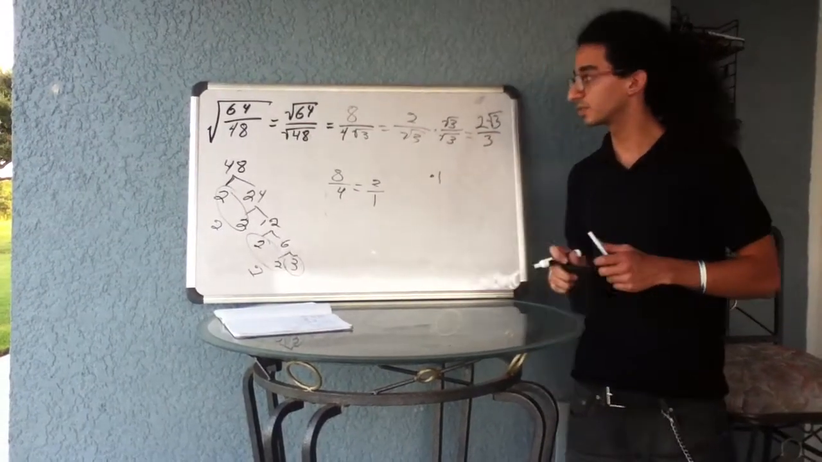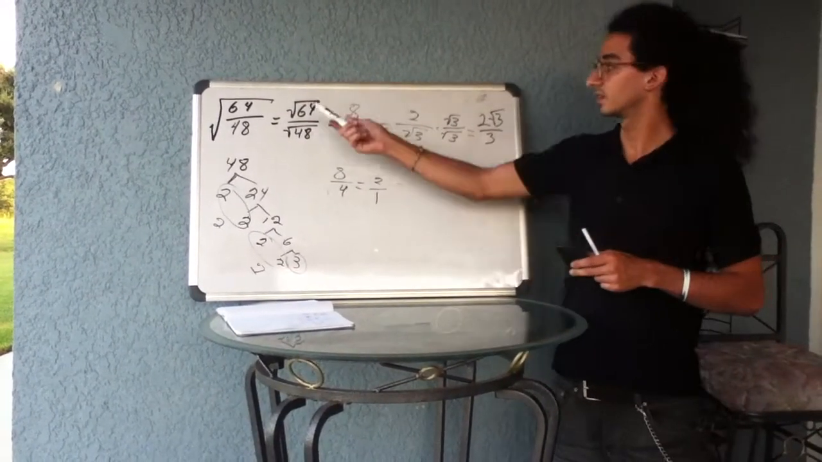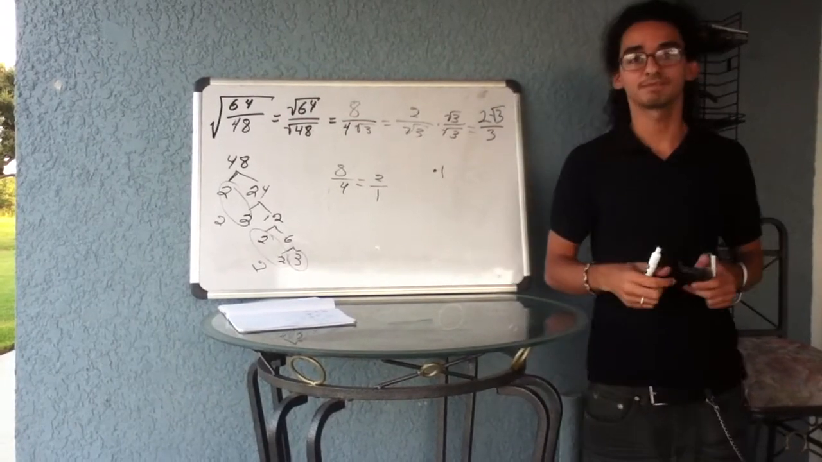And that's simplifying the problem square root of 64 over 48. And that's how you do it.